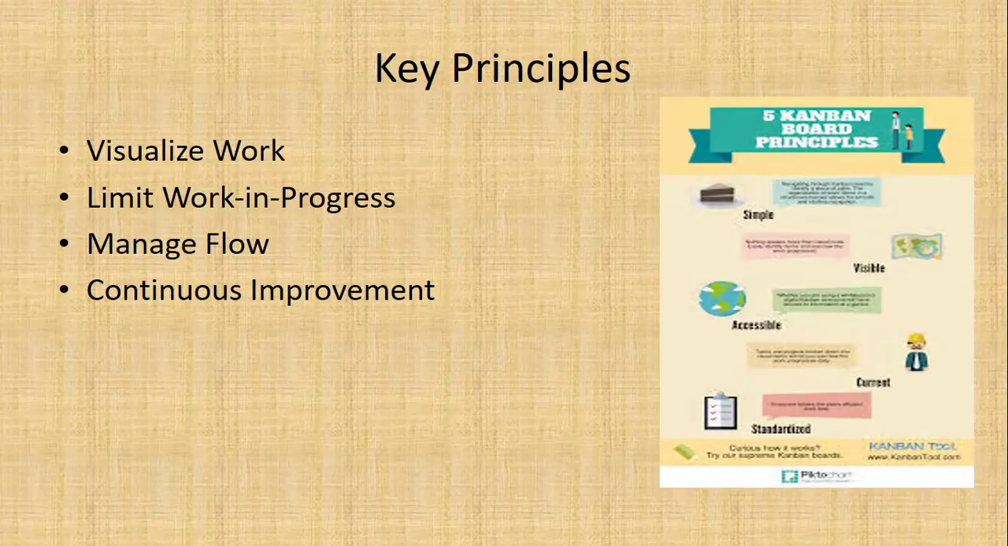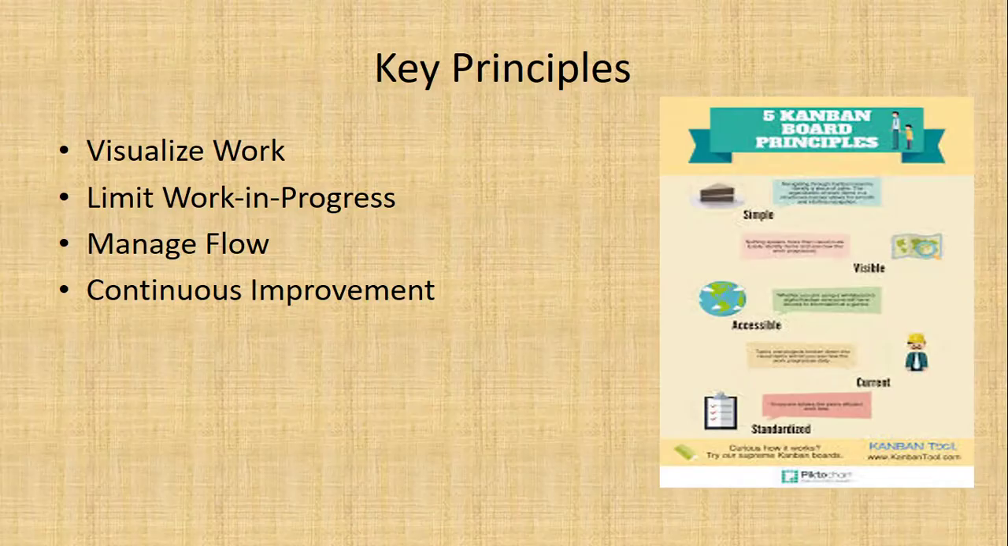What are the major key principles of Kanban? Kanban is built on several key principles. First one is visualize the workflow. This allows the team to see bottlenecks and inefficiencies clearly. Second one, limit work in progress. By restricting how many tasks are handled at once, teams improve focus and reduce delays.